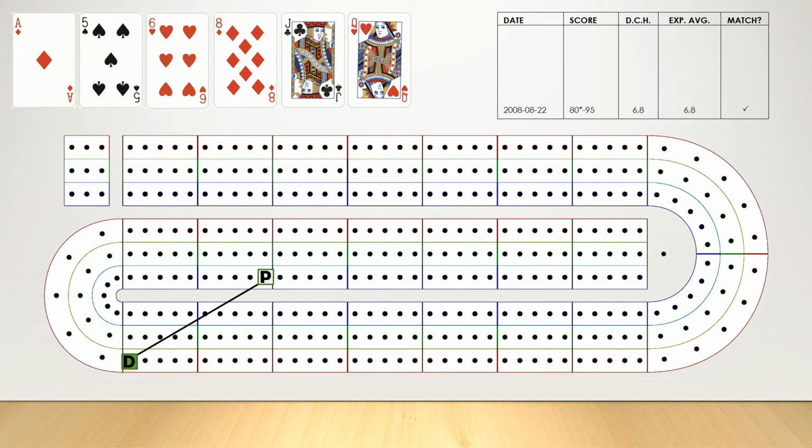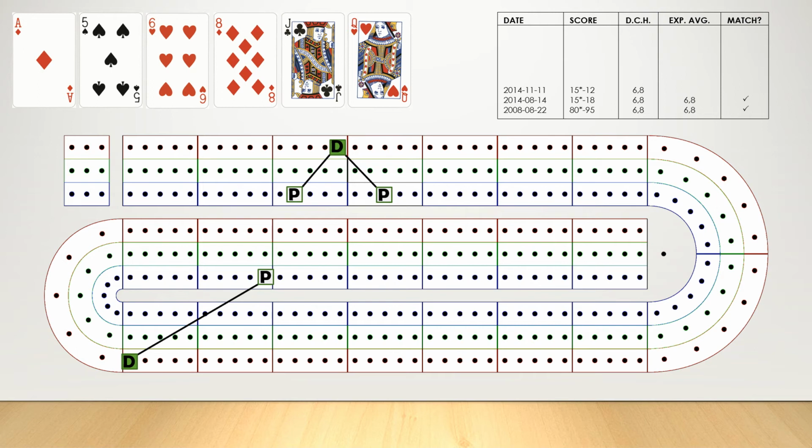The second time this hand was posted was August 14th, 2014, so almost 6 years later. We're dealer at 15, and the opponent is at the 18-point hole. Again, on Daily Cribbage Hand, the top voted choice for this position was the 6-8 discard as dealer. We know that 6-8 is the highest expected average. So again, we have a match.